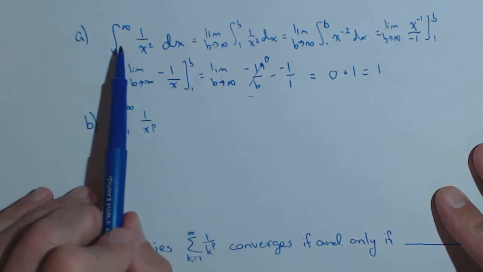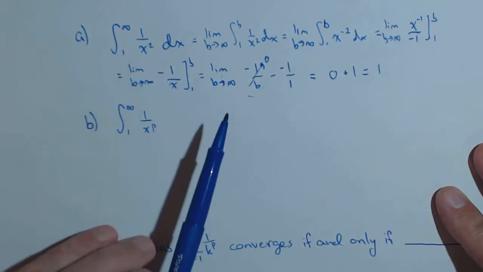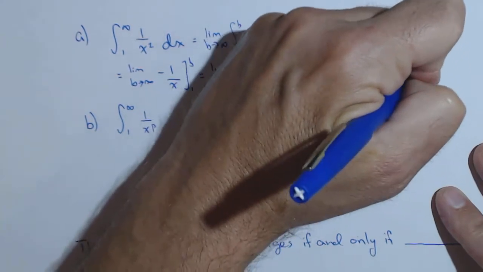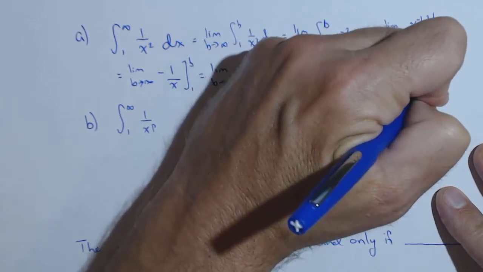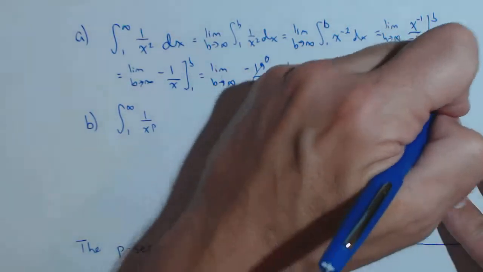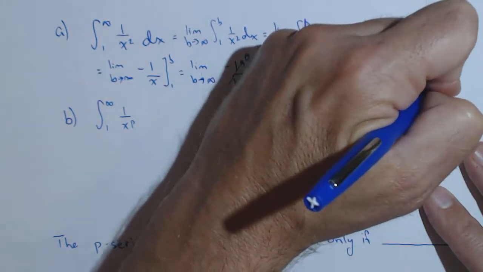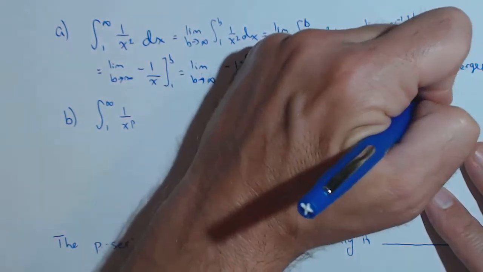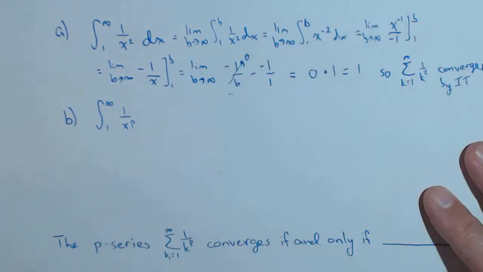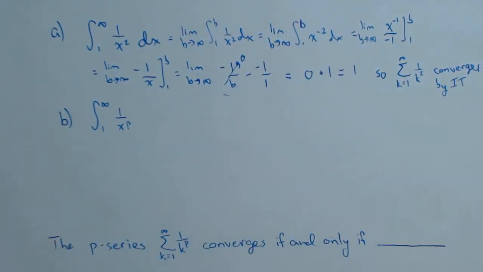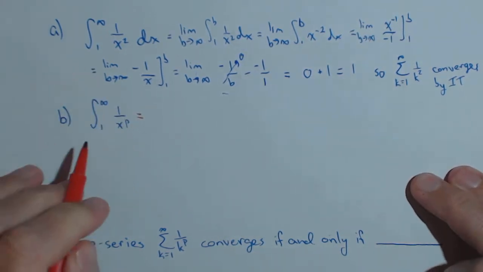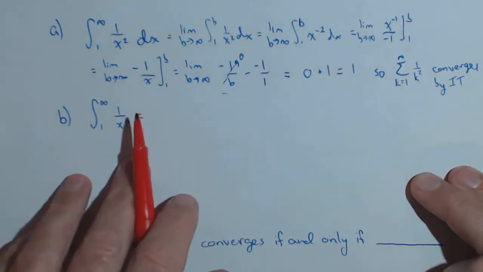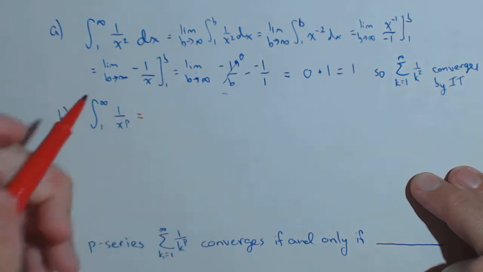So what that tells us is this improper integral converges, so we can conclude that the series from k equals 1 to infinity of 1 over k squared converges, and we did it by the integral test. Now, we want to generalize. We want to know, if we know what p is, can we tell convergence or divergence? So we're going to do real similar steps to what we did here. It's just going to be more general because we don't know p.